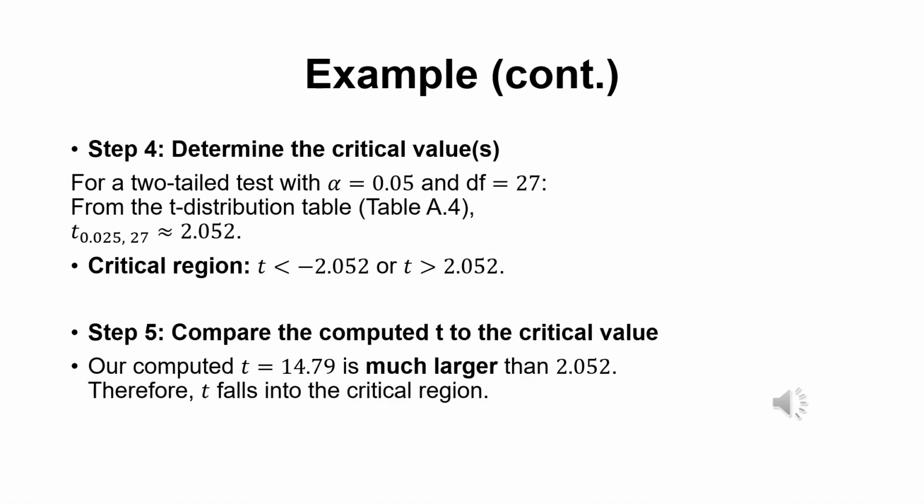Step 4. Determine the critical values. For a two-tailed test with alpha 0.05 and 27 degrees of freedom, the t-table gives t 0.025 approximately equal to 2.052. So the critical region is t less than negative 2.052 or t greater than positive 2.052. Step 5. Compare the computed t to the critical value. Our computed t is 14.79, which is much larger than 2.052, so it falls into the critical region.